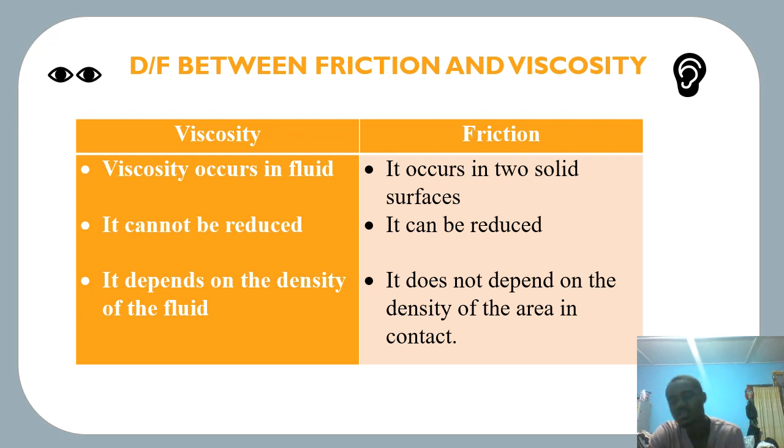Whilst viscosity also depends on the density of the fluid, that is the thickness of this fluid. For example, if you take something like honey against water, you can see that the density of the honey is higher than that of water. Then friction does not depend on the density of the area that is in contact.